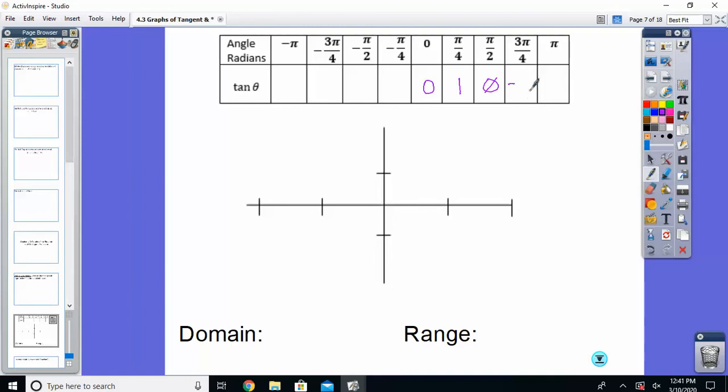Tangent is negative in quadrant 2. Reference angle pi over 4, so you get negative 1. You need to think about pi: y over x, 0 over negative 1 is 0.